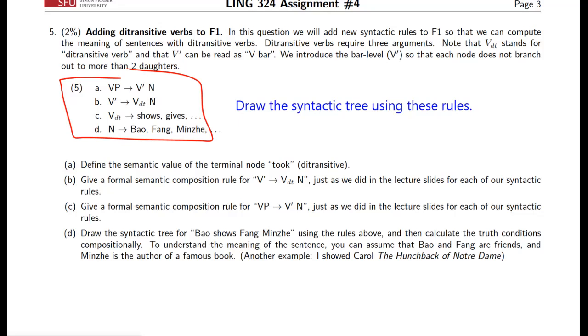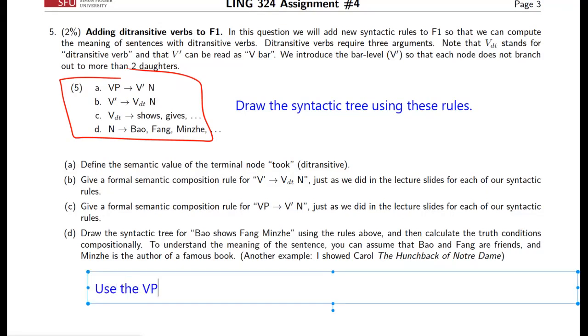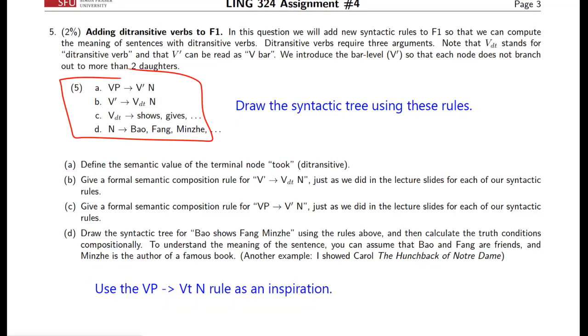So remember when I said in class that the semantic rules that we use are based on the syntactic tree. When you apply a rule at a node, you have to build the meaning based on its daughters only, based on its children only. That's an important concept that you have to employ in this problem. And you can use the VP to VTN rule as an inspiration. So you'll have to figure out how to do ditransitives, but use that VP to VTN rule as an inspiration for your ditransitives.